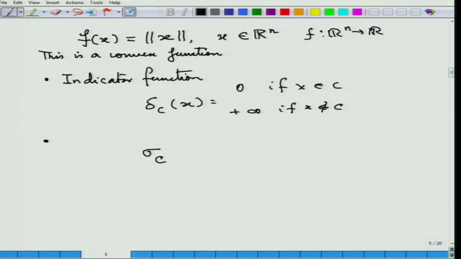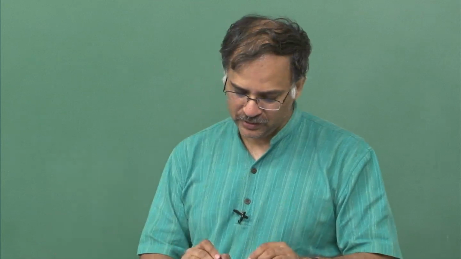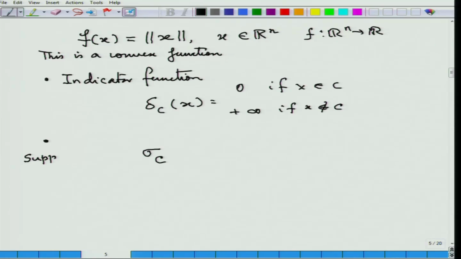Another class of functions which are very important in convex optimization is the support function of a convex set. Our set C is always convex. We are not going to repeat every time that this is a convex set, because in convex optimization the function is convex, the set is convex, there is nothing else. The support function of a set C is the supremum of x v. So, you are optimizing a linear functional over the set C, a convex set C.